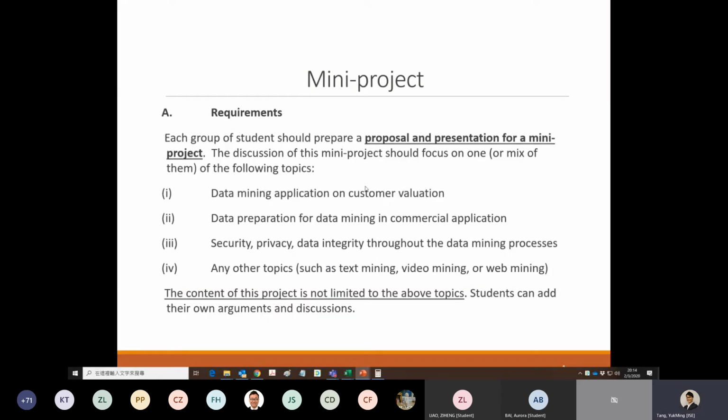You need to propose and do a presentation for a mini project related to the following topics: data mining application on customer valuation, data preparation for data mining in commercial application, security, or any other topics like text mining, video mining, web mining, and so on. You have to propose an application that can apply the data mining approach as well as the business intelligence approach. You can discuss with your team members and finally come up with your topics. It is not limited to these topics. You can think about other topics. These are some of the suggested topics.